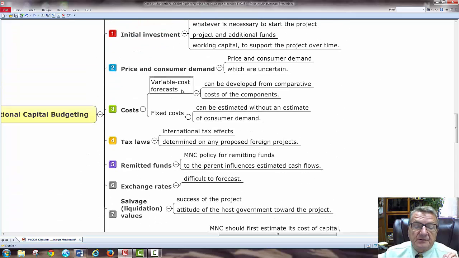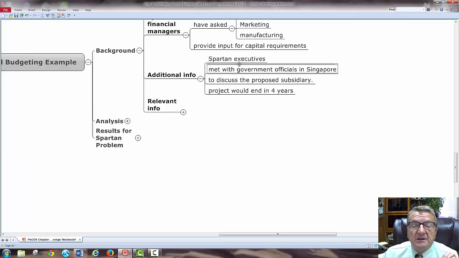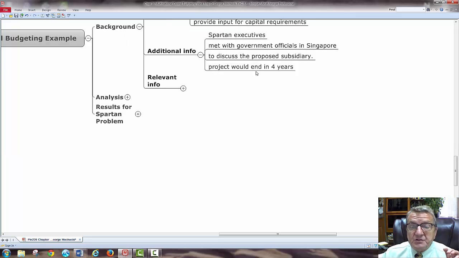Remember when I'm looking at my costs, my fixed costs? Now, provide information, additional information that I'm going to need. We'll meet with the government officials in Singapore to discuss the proposed subsidiary. The project will end in 4 years.